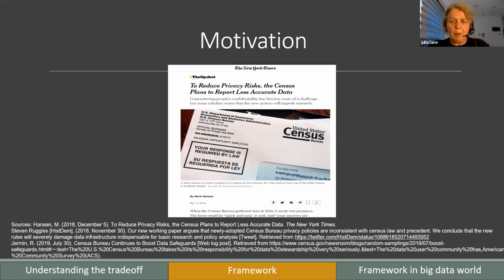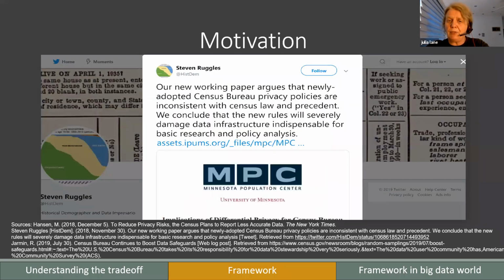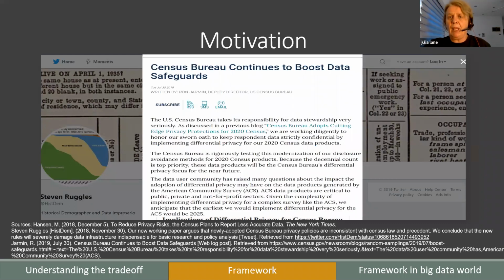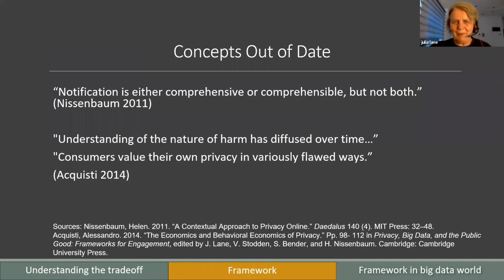So for example, the Census Bureau, which has, as you know, a statutory requirement to protect the data, got so worried about privacy risks that what they have been doing is reducing the accuracy of the data. There's been a lot of conversation about that, because now they're saying that increasing the amount of privacy protection has severely damaged the data infrastructure. So that trade-off is very, very clear. And the Census Bureau kind of backed off and said, well, we're rethinking what we're doing here.